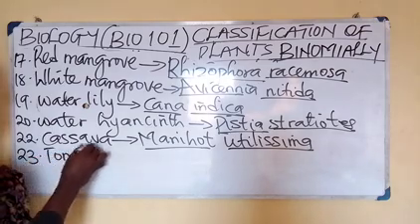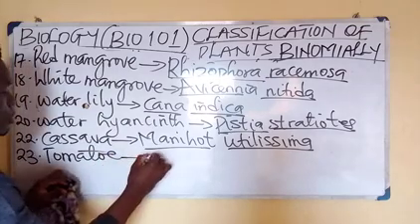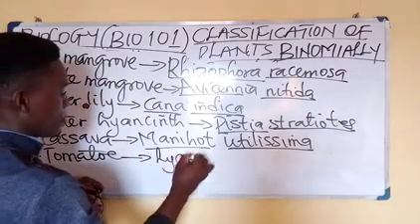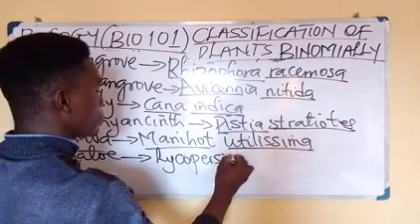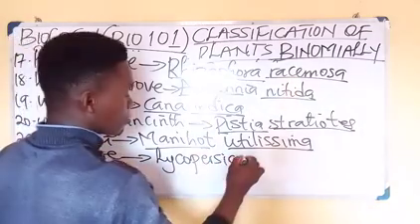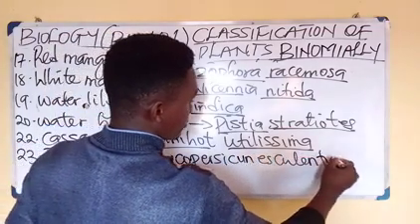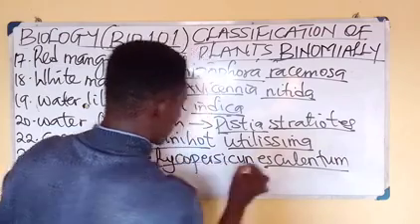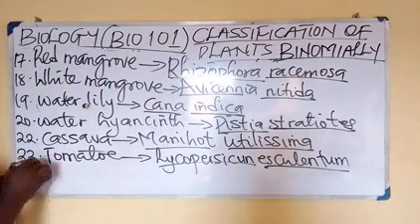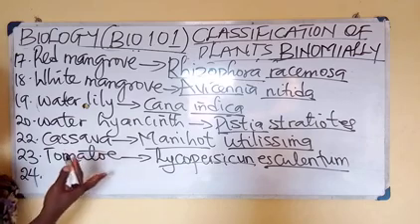Then 23, we have tomato. Tomato, we call it Lycopersicum esculentum. Lycopersicum esculentum. Then 24. Let me conclude by giving you this okra.